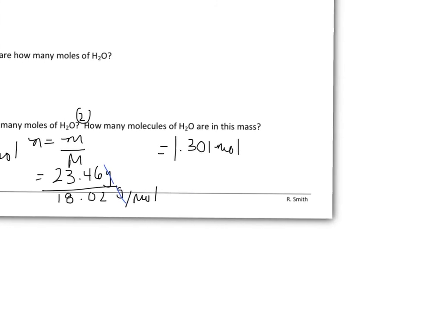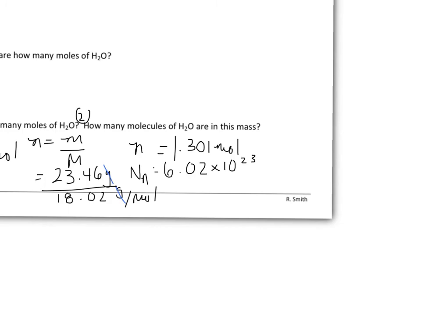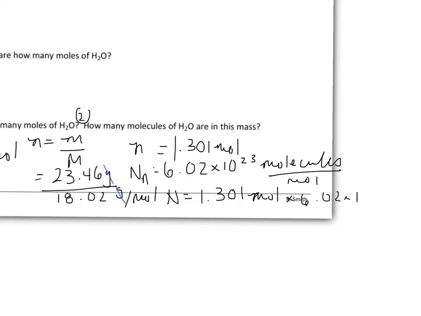The question goes on to ask how many molecules of water are there in this mass. So this is n right here, and if I figured out moles, now I've got to figure out, well, if I've got Avogadro's number, which is 6.02 times 10 to the power of 23 particles or molecules per mole, then what I can say is, well, we've got n equals 1.301 moles times 6.02 times 10 to the power of 23 molecules per mole.